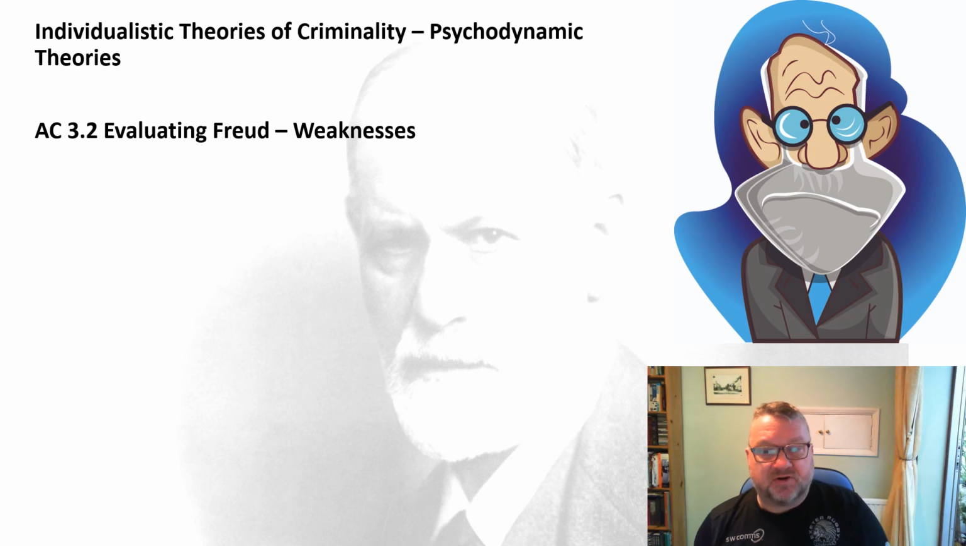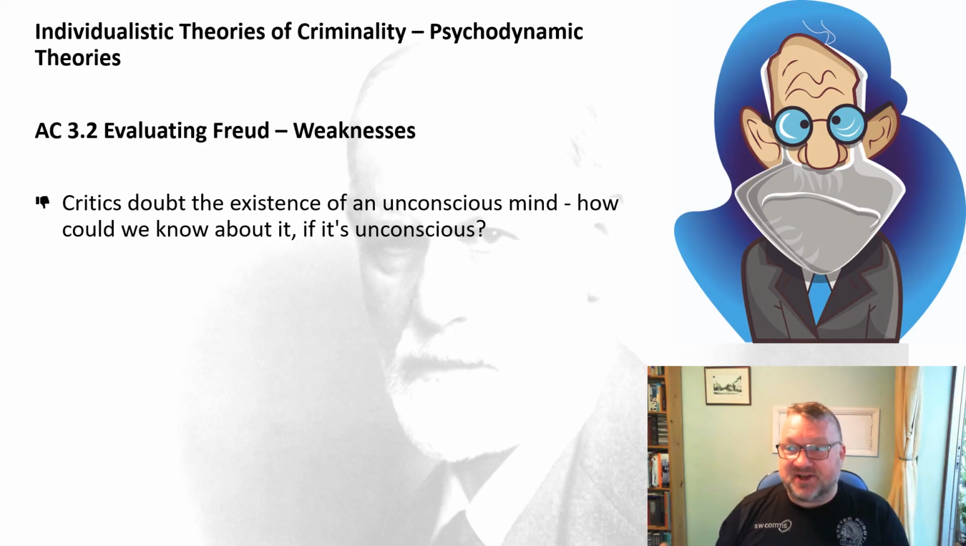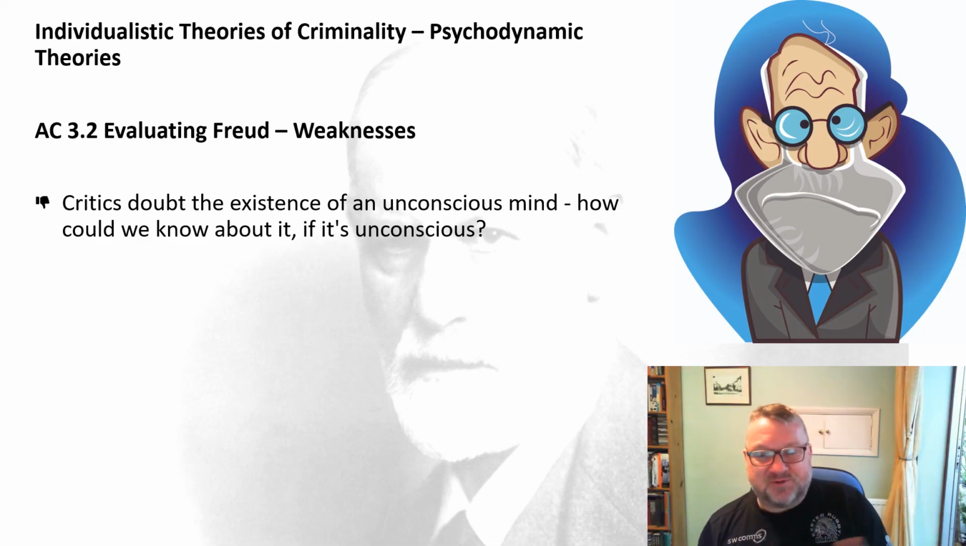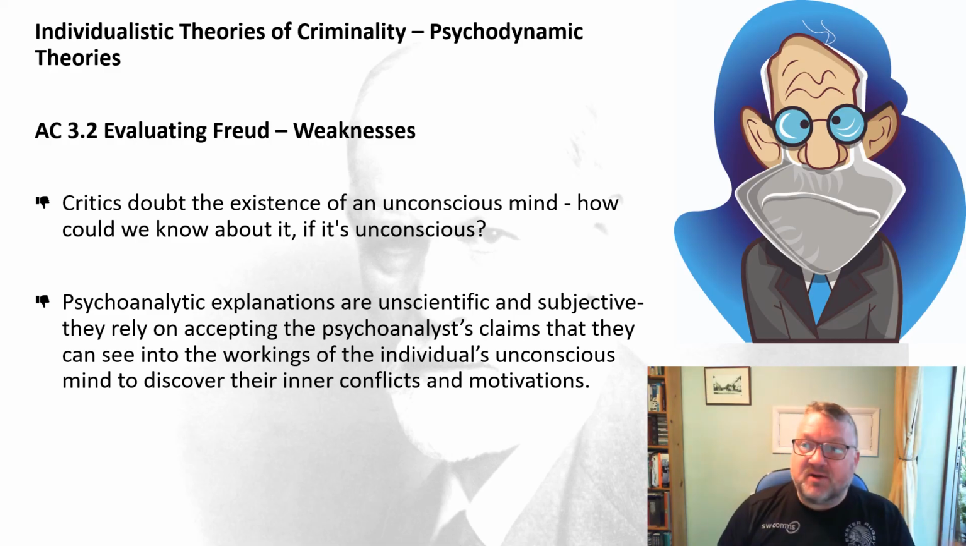So moving on to our final slide, looking at the weaknesses of Freud's theory, the first thing you can say is, well, critics doubt the existence of an unconscious mind. How can you possibly prove that the unconscious mind exists if it's unconscious? So Freud's theory falls upon itself because it is technically impossible to prove whether it's right or wrong. And secondly and finally, psychoanalytic explanations are basically unscientific and extremely subjective.